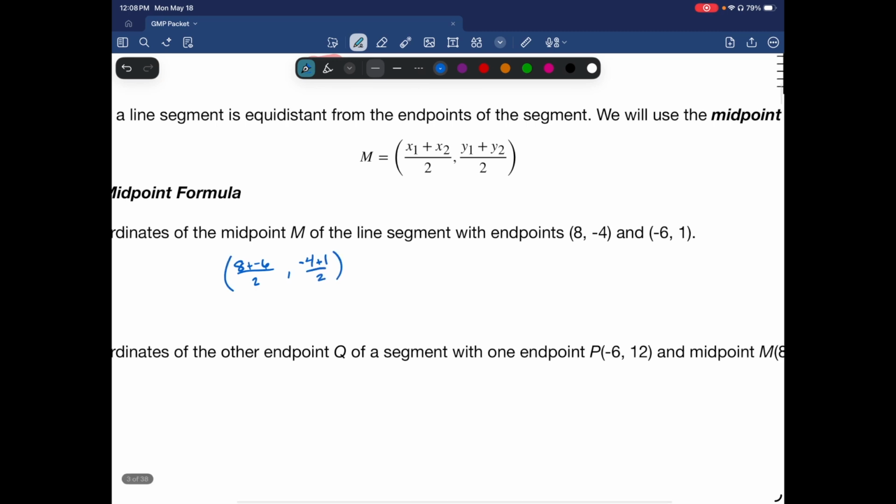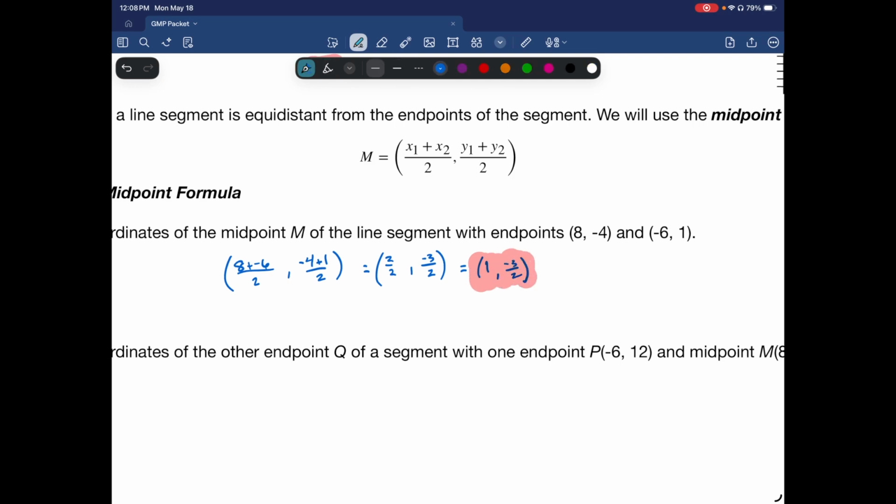Okay, so that's going to give me 8 minus 6 is 2, so you got 2 over 2. And then negative 4 plus 1 is going to be negative 3 over 2. So I'll simplify any fractions that I can. 2 over 2 is 1, and negative 3 over 2 stays the same. So this is my point.